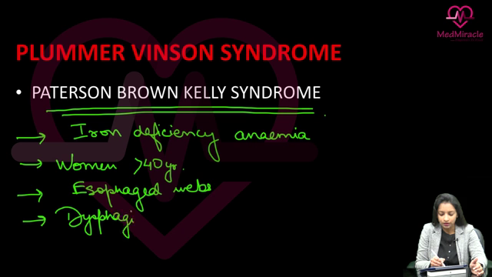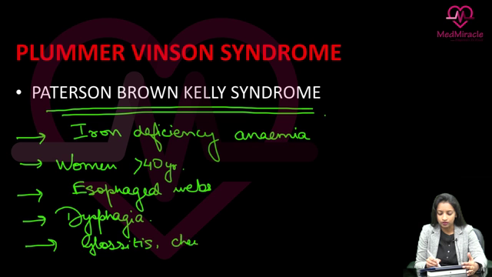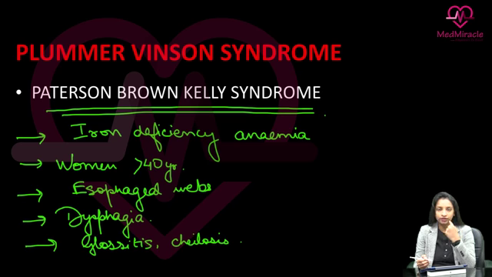What is dysphagia? Dysphagia is difficulty in swallowing food. So Patterson-Brown-Kelly syndrome or Plummer-Vinson syndrome is associated with iron deficiency anemia, and in women more than 40 years of age, there is formation of esophageal webs which leads to dysphagia. Also there is glossitis and cheilosis. So what is glossitis? There is inflammation of the tongue, and cheilosis, at the corners of the mouth there can be cracking.